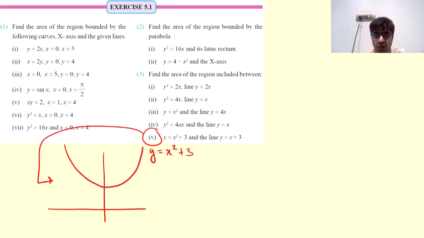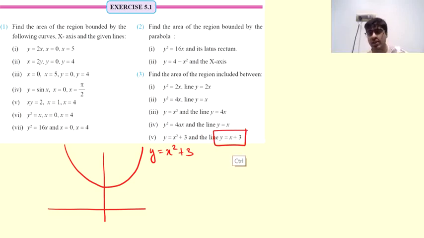So that's the graph of y equal to x square plus 3, and y equal to x plus 3 is a line with slope equal to 1 and the y-intercept equal to 3. So this point, because here it was 0 and you're shifting upward by 3 units, this point is 0, 3. The line here has slope 1 and y-intercept is 3 only. So that line passes through this point and it is having a positive slope. So the line will look like this. Okay, and the required area is this area.